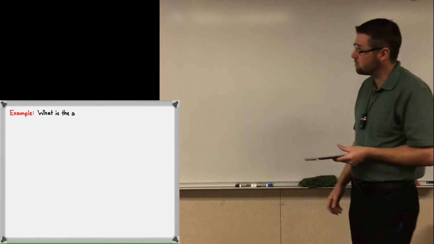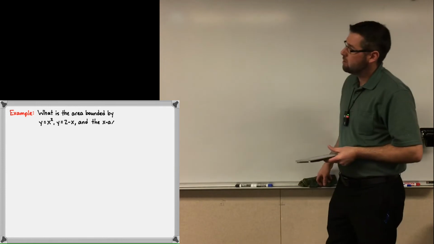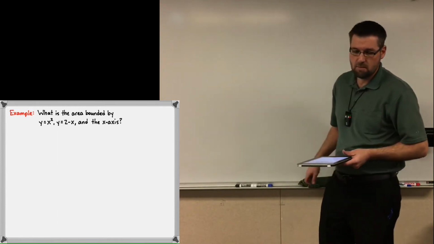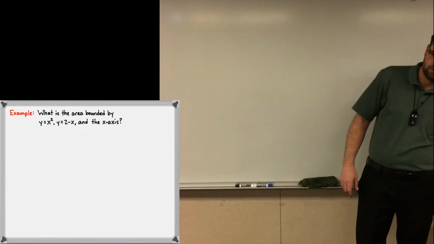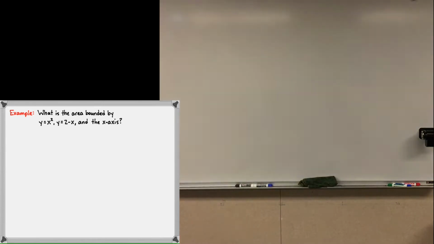All right, let's do an example and see how you do. What is the area bounded by x squared and 2 minus x and the x-axis? I'm going to give you a minute to graph this on your paper without your calculator. You should know how to do this.